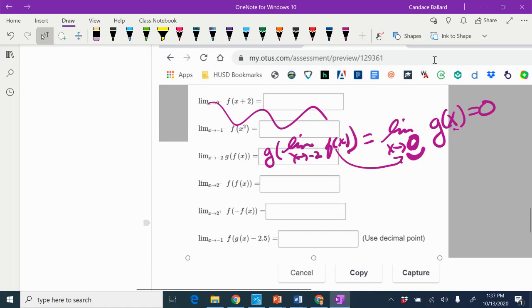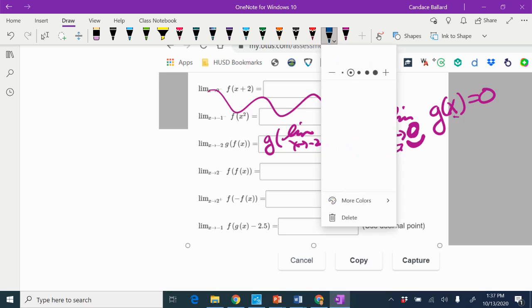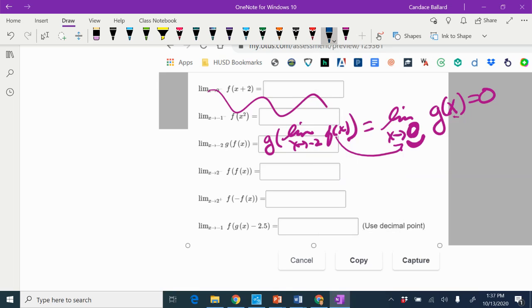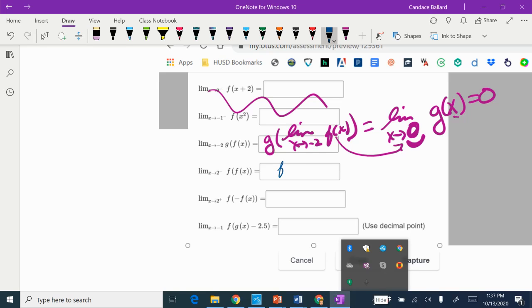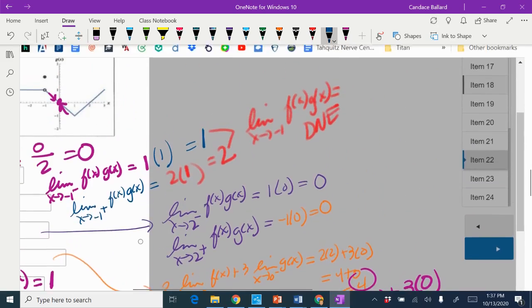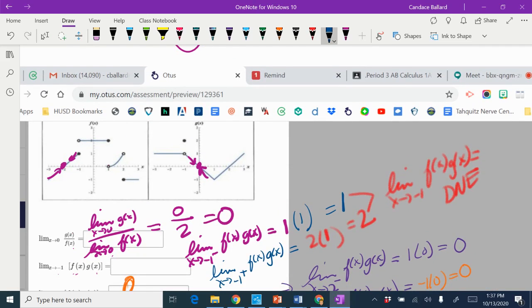So this is, I believe, item 22, and we're going to look at the last 3 here. On this one, we are looking first of all for the limit as x is approaching 2 from the left of f of x. So I'm going to go up and try to find that on my graph. Looking up here at my graph, f of x from 2 from the left side is definitely approaching -1.